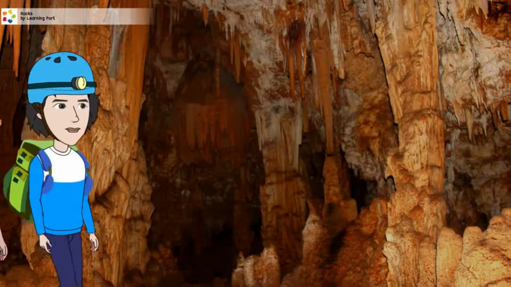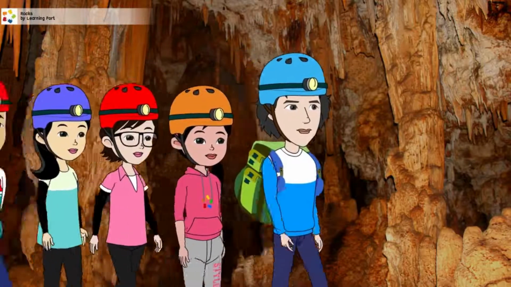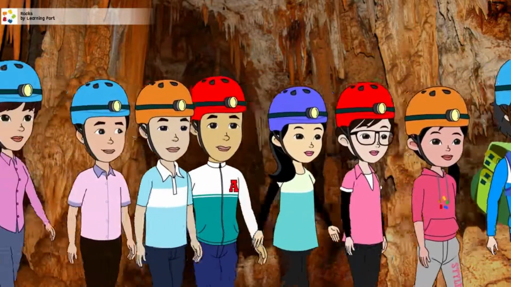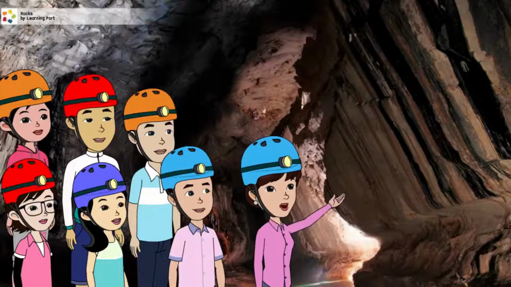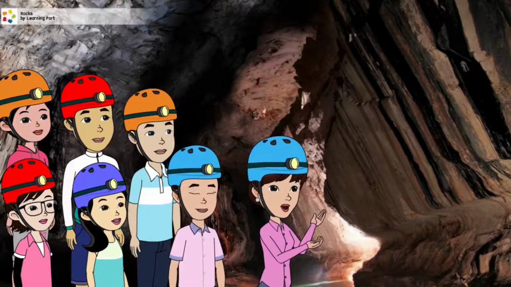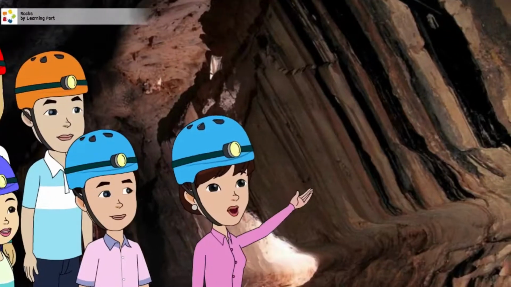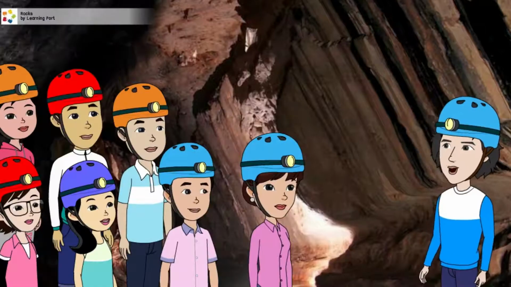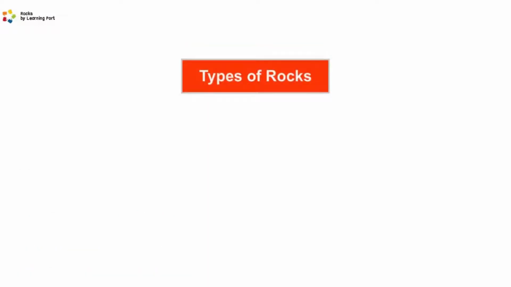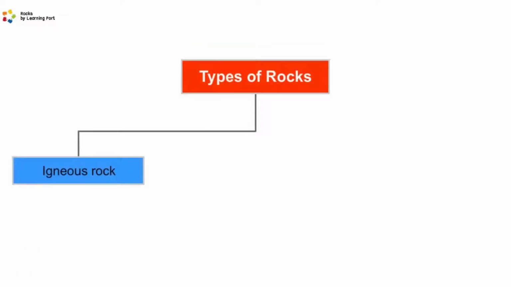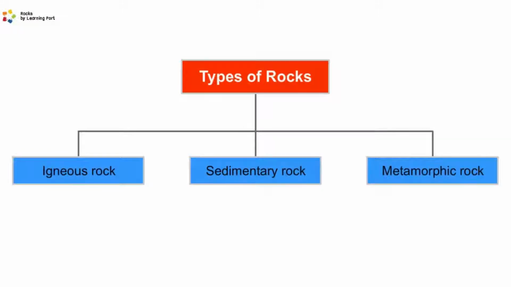A geology class visits a cave as part of their study on the different types of rocks. The teacher explains that the cave is a limestone cave. Limestone is a sedimentary rock. There are 3 types of rocks: igneous rock, sedimentary rock, and metamorphic rock.